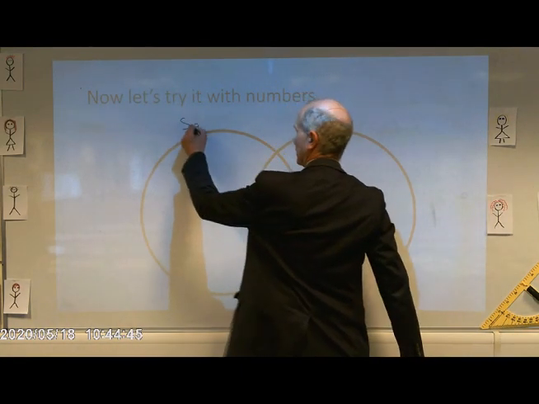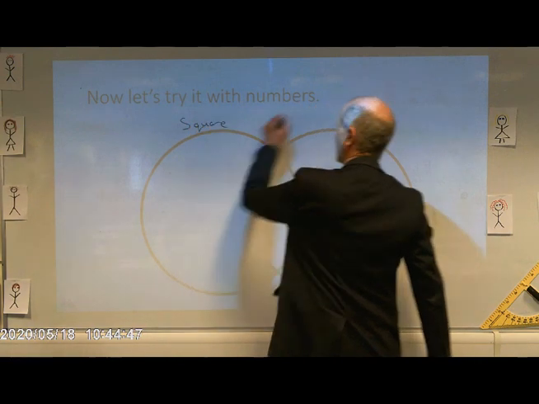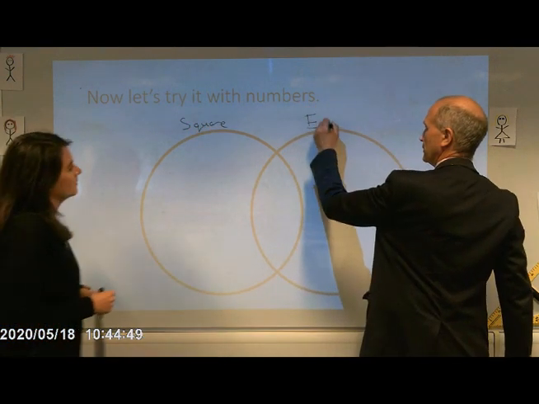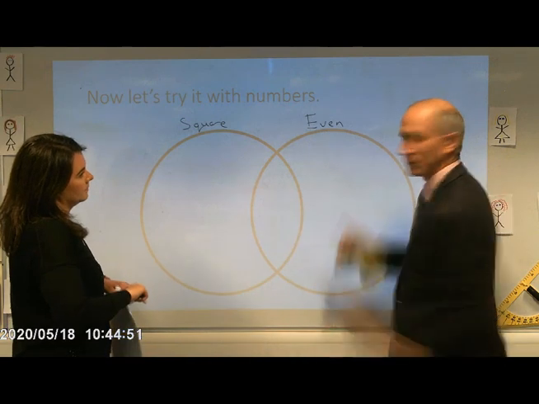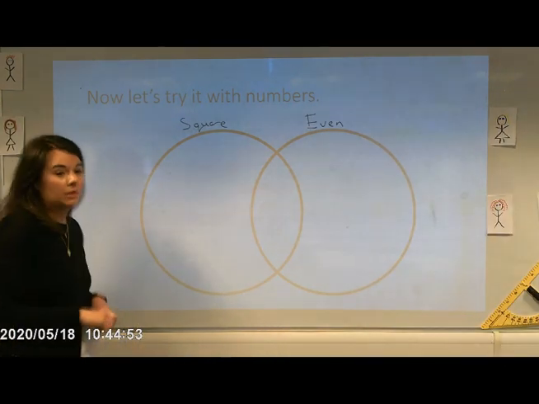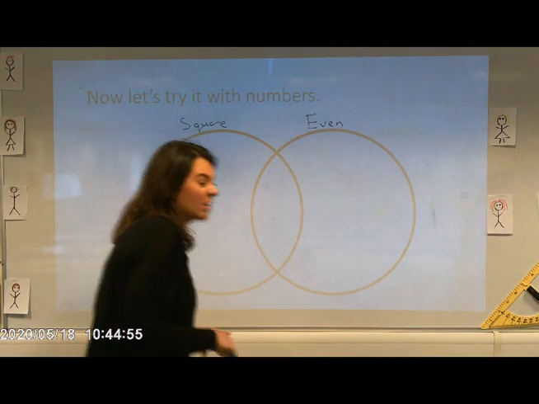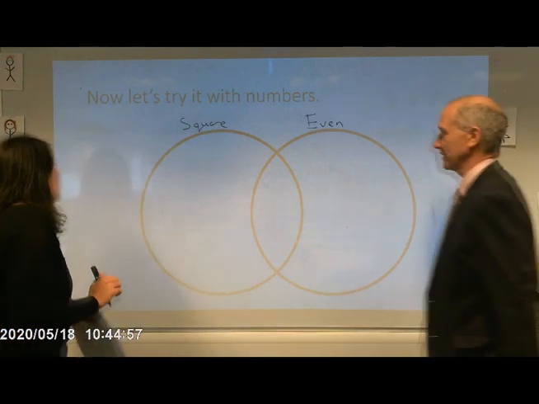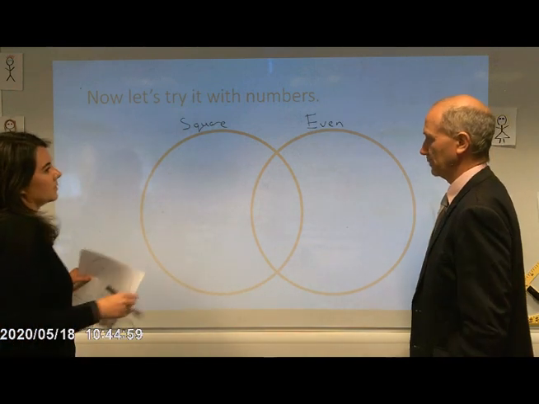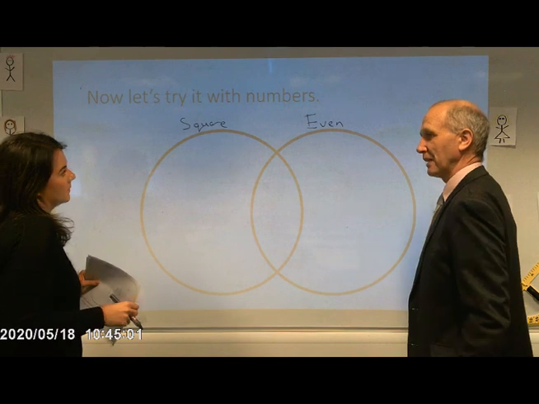So you're going to do square and even. Always important to label your circles so you know which one you're talking about. And when you get lots older, that is actually a mark in an exam. Fantastic. So we want you to have a go. And we're back.